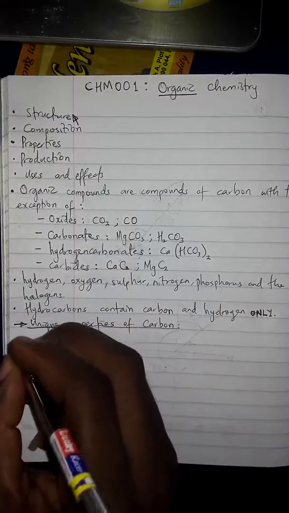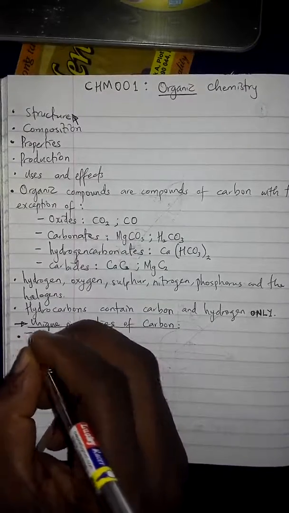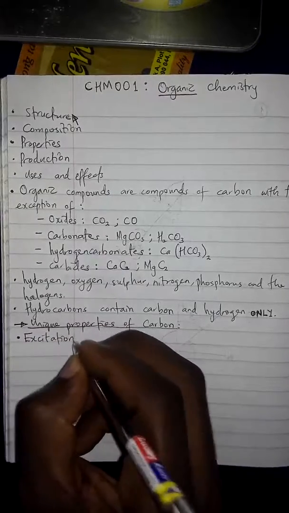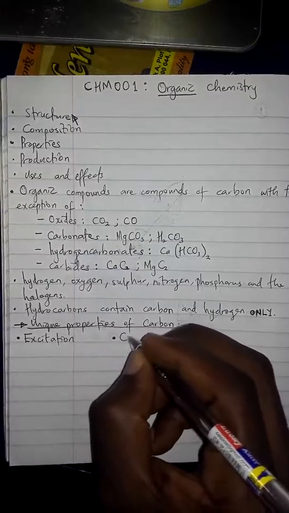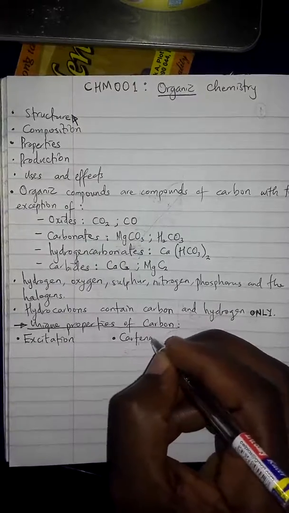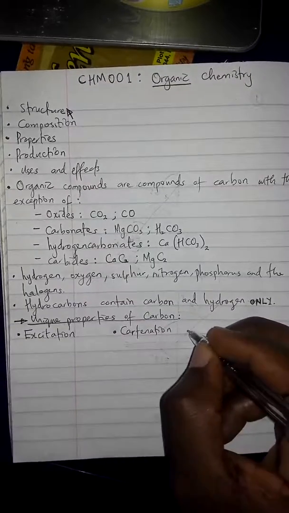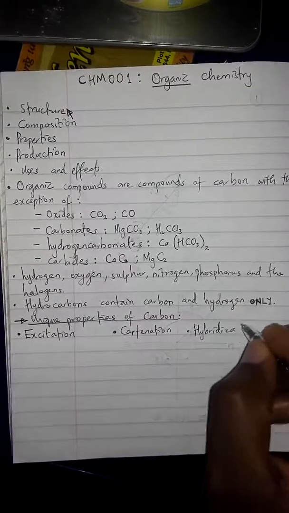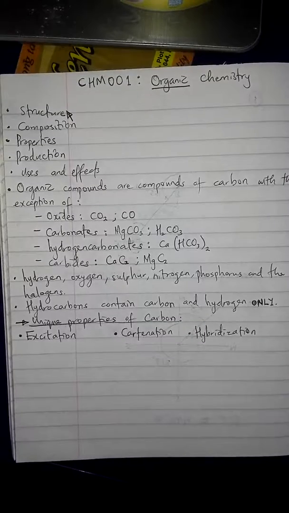The number one of them which we'll be looking at is excitation. The next one we'll be looking at is catenation. Don't worry, you get to understand each one of these. Then we also look at what we call hybridization. It is because carbon possesses these three properties that it is special.